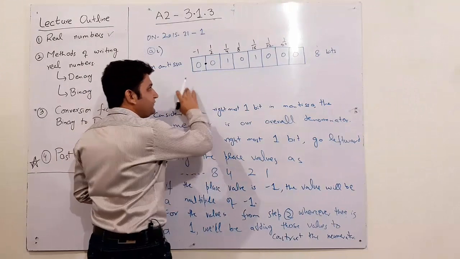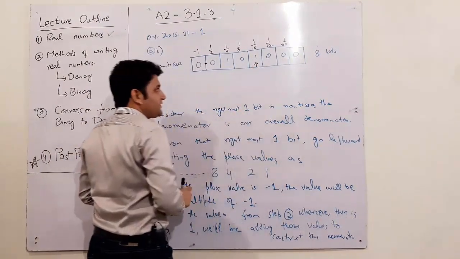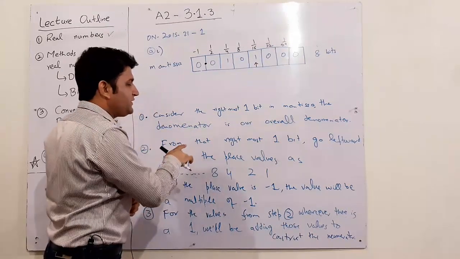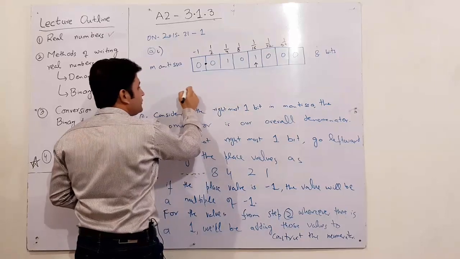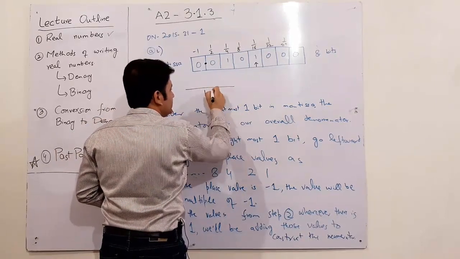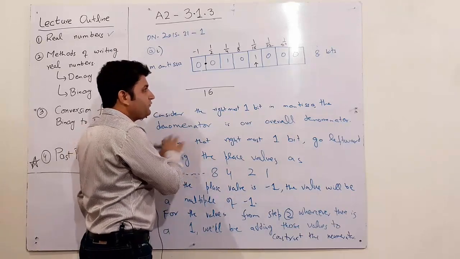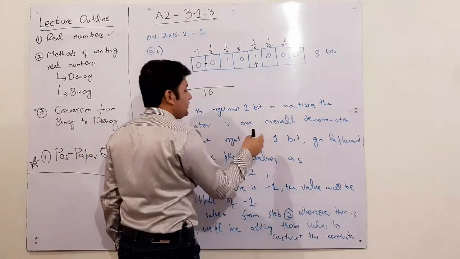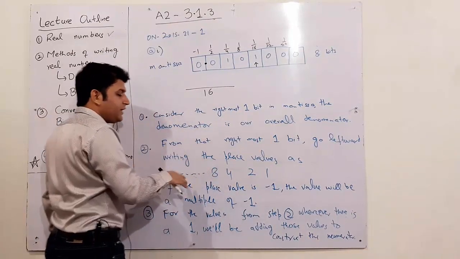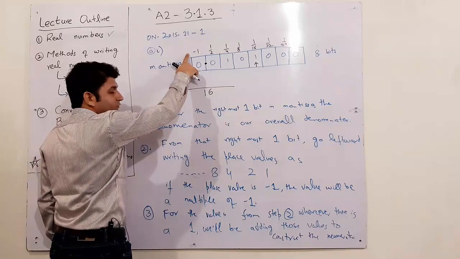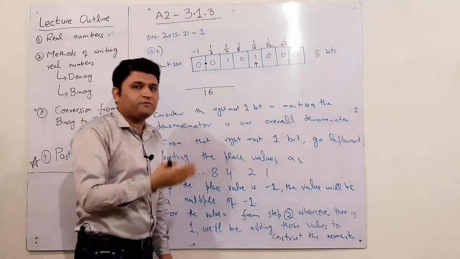So as we go rightward, our rightmost one is actually at 1 by 16. So as rule number 1 states, wherever our rightmost one is, that will be our overall denominator for our Mantissa. The next step says, from that rightmost one, go leftward, placing the values as such: 1, 2, 4, 8, and if the value on top is -1, we'll be writing the value which we are aiming to write as a multiple of -1.